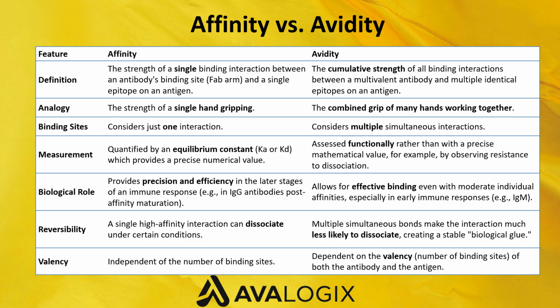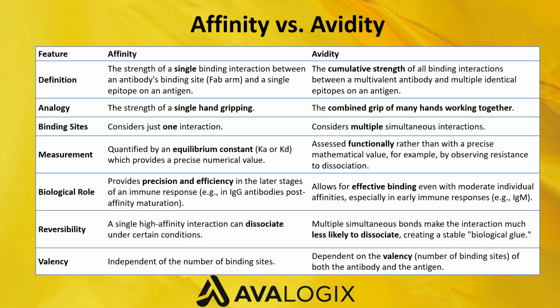Think of affinity as quality and avidity as quantity plus cooperation. A single IgG molecule may have very high affinity for its specific antigen, meaning one Fab arm grips an epitope tightly. But IgM, even if each individual binding site has only moderate affinity, achieves tremendous avidity because it can bring 10 sites to bear on the same or repeated epitopes. The result is a binding strength that is far greater in practice than you would predict by looking at a single interaction.